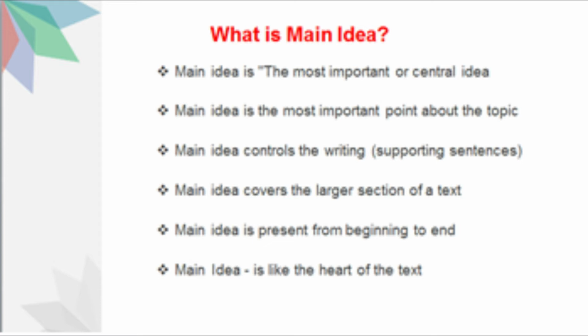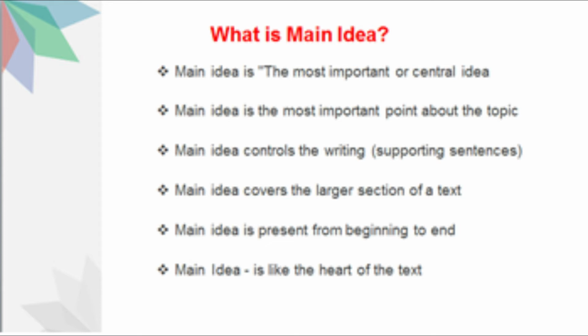Main idea controls the writing through supporting sentences. By this we mean that main idea is the controlling idea and the rest of the sentences of the paragraph, of the writing, of the text are about that main idea. Therefore we can call it the controlling idea, and we say that main idea controls the writing.